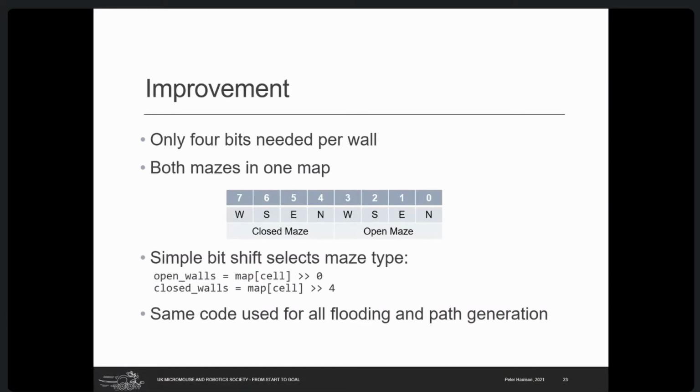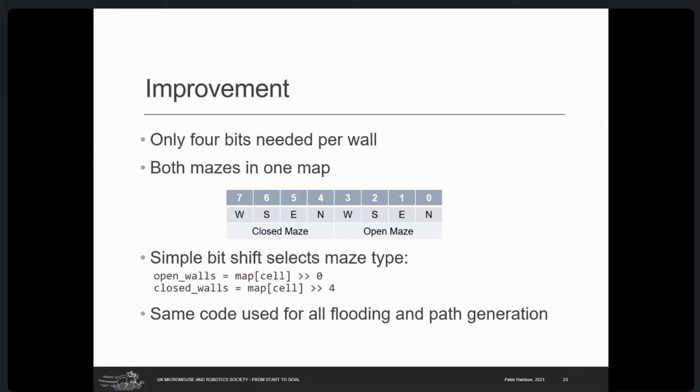Well, we had these 4 spare bits, right? We only needed 4 bits to store the walls in a cell. We can use the other 4 bits to store the other maze. So the lower 4 bits are the open maze, and the upper 4 bits are the closed maze. So a completely unexplored cell will have the starting value F0, 11110000, if I've not lost count. So it'll have all walls in the closed maze, nothing in the open maze, nice and straightforward.